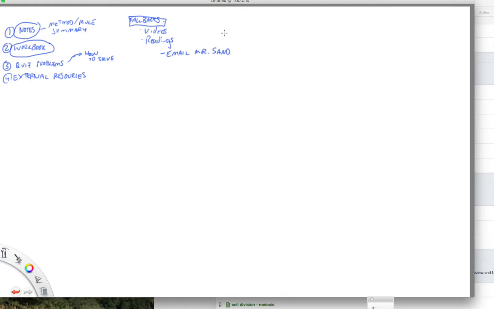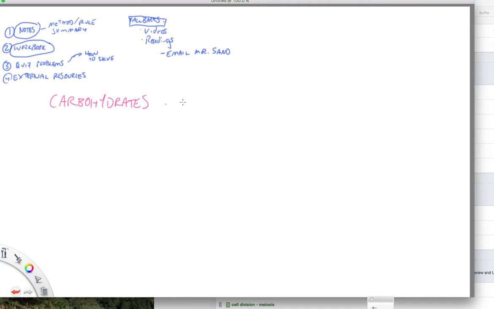So carbohydrates, I'm going to get a different color here. I'm going to look at strawberry. Here we go. Carbs. Carbohydrates. Okay, so what do you need to know for carbohydrates?